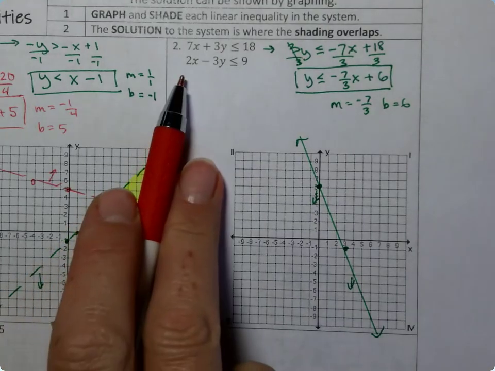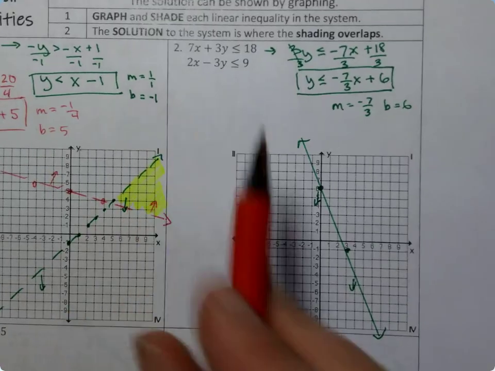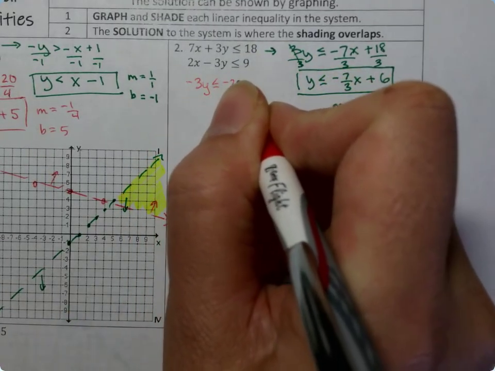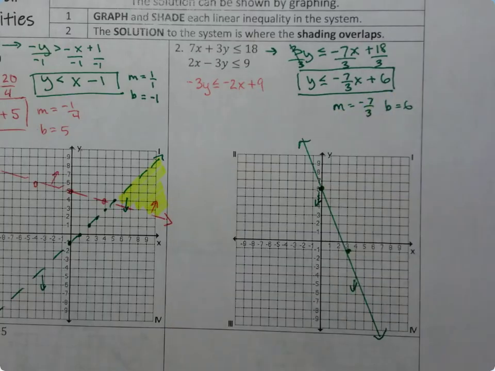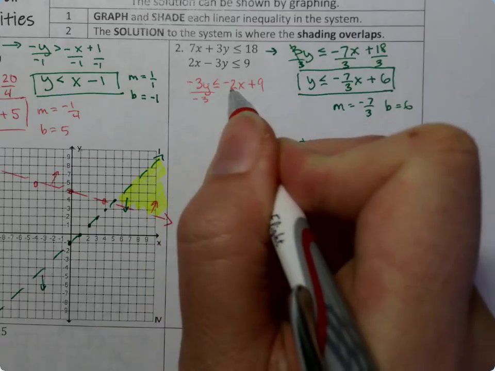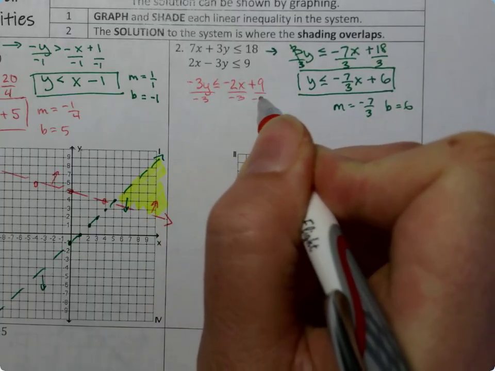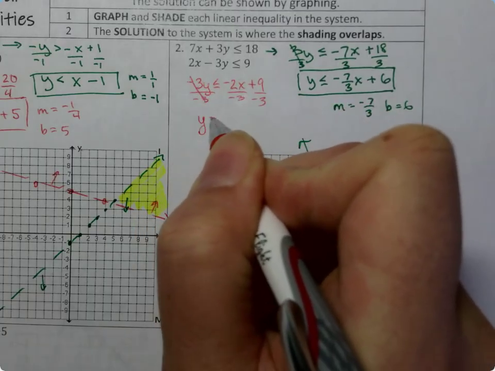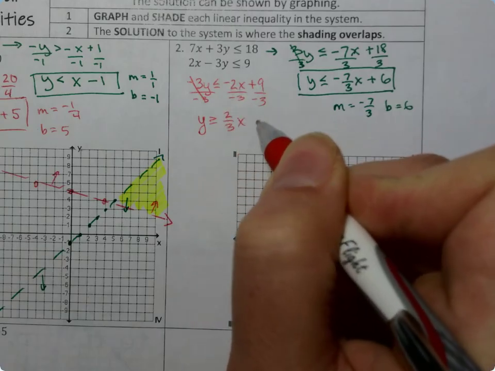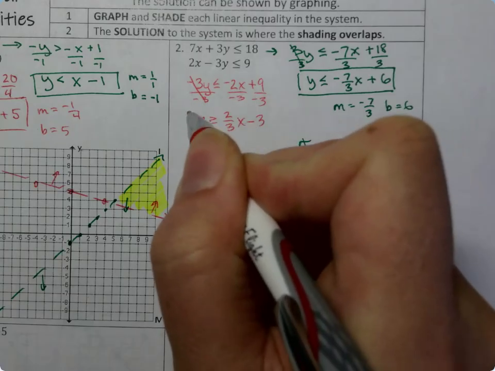Okay, this one. First thing I'm going to do is subtract 2x. So I'm left with negative 3y is less than or equal to negative 2x plus 9. And then I'm going to come in and divide each piece by negative 3. So slow it down. Flip your inequality. Double check your signs to be 2/3 x. Divide out the negative, and that's what we get.